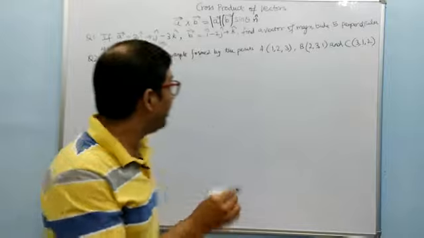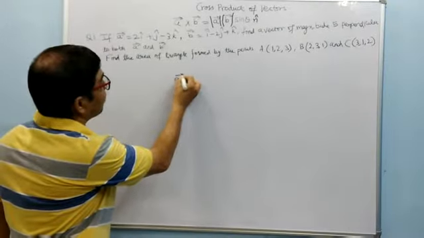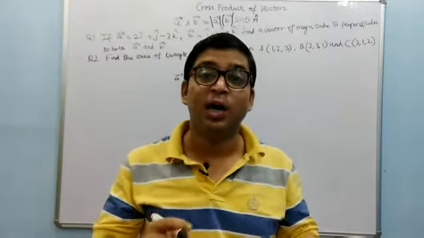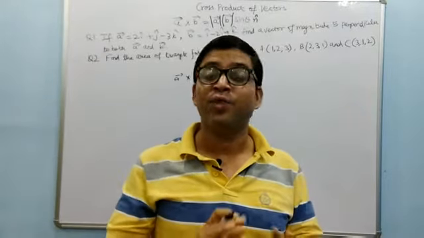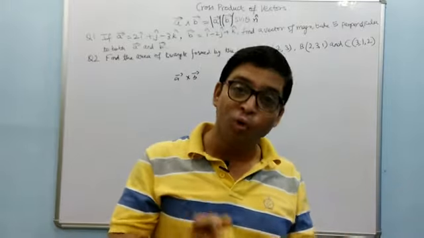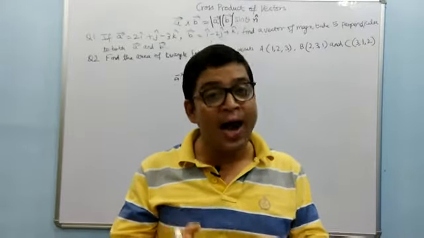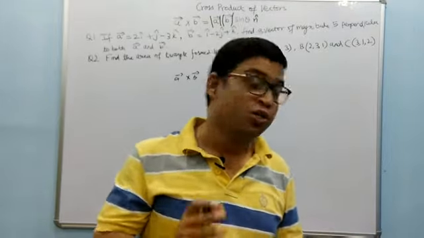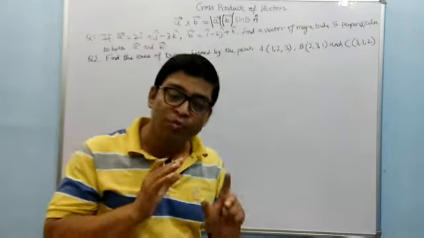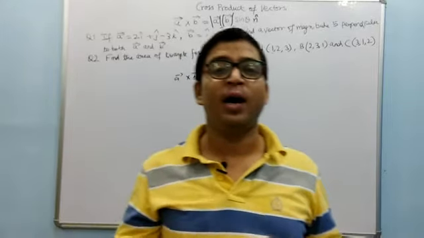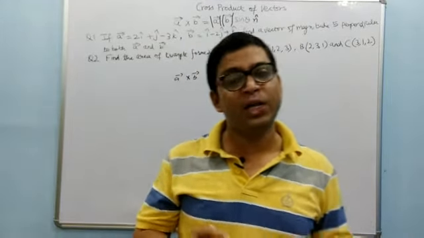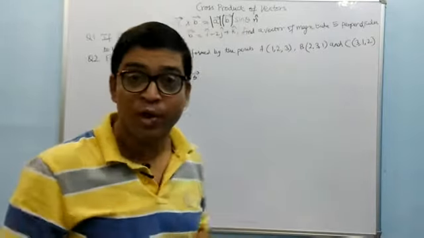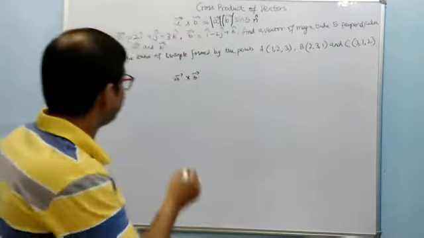What is actually A cross B representing? A cross B is representing a third vector which is different from both A and B and perpendicular to both A and B. So this is 3D. Wherever you have to find a vector which is perpendicular to two vectors, you just go for cross product of the vectors.